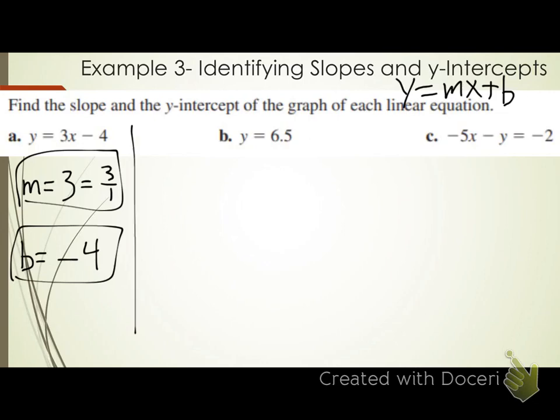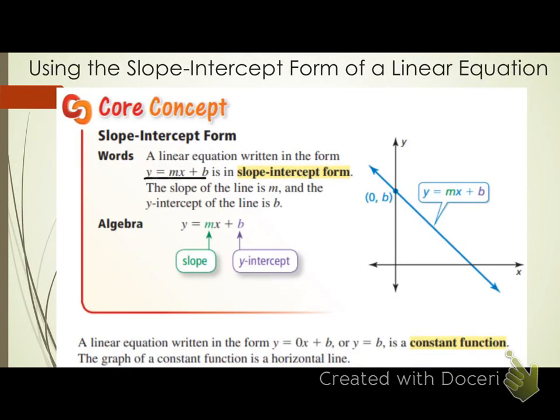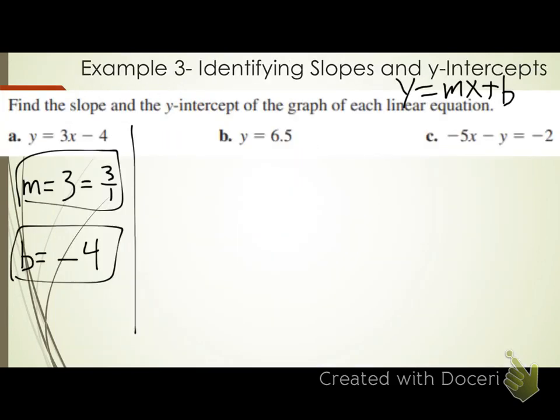So how'd you do that? It's already in slope-intercept form. Y equals mx plus b. I know when it's in this form that the number being multiplied by x is my slope, and the number without the variable is my y-intercept. So this was already in slope-intercept form. So I know the number times x is my slope. The number by itself is my y-intercept.